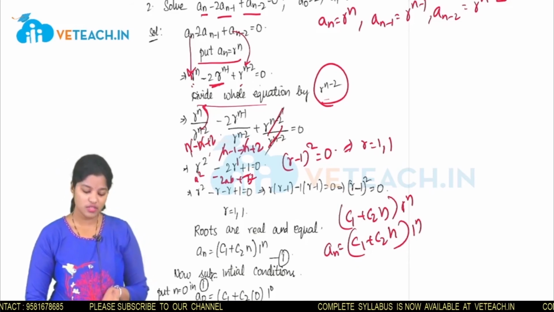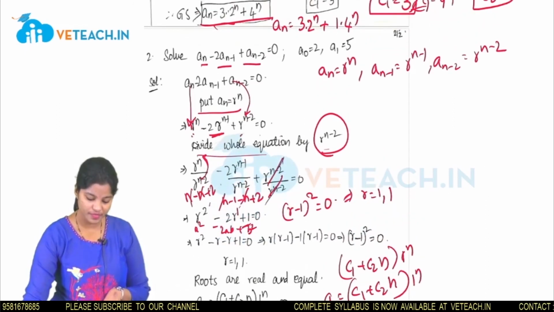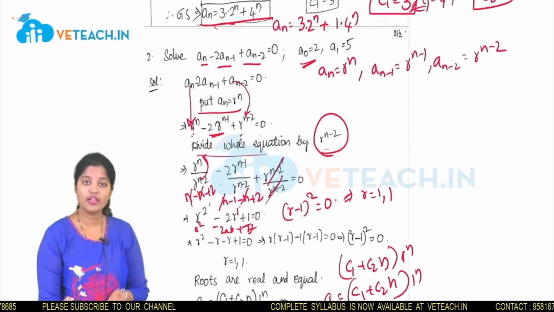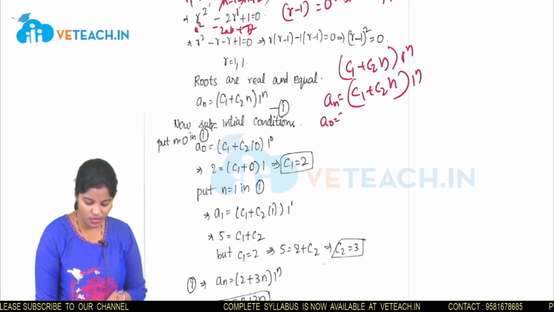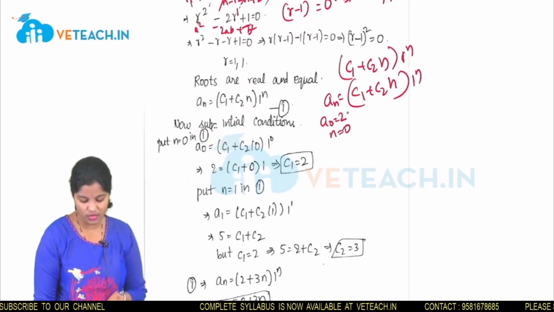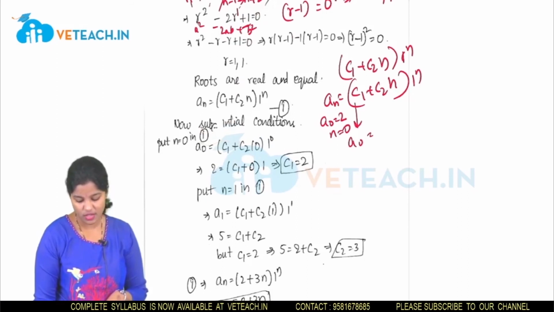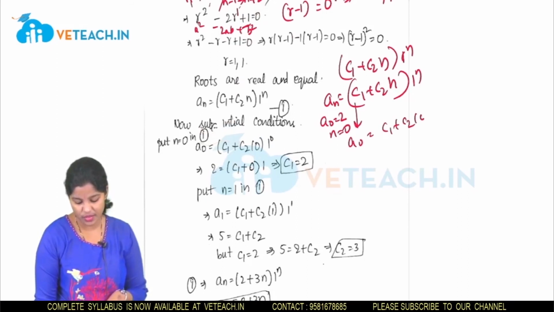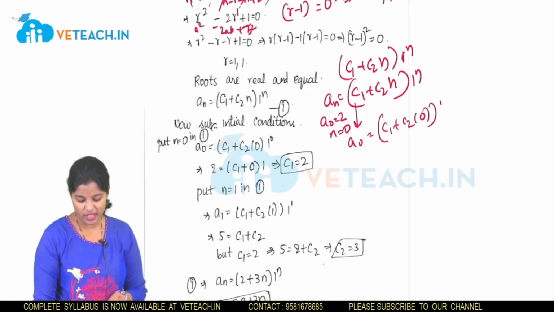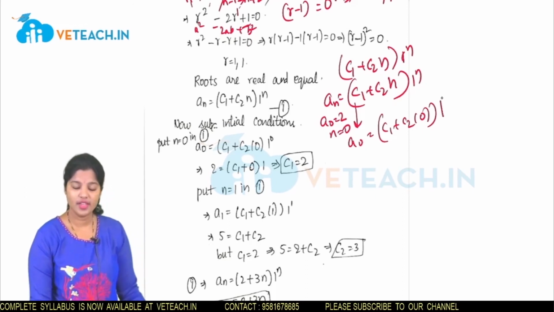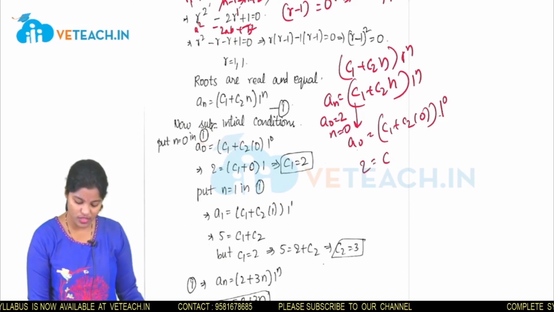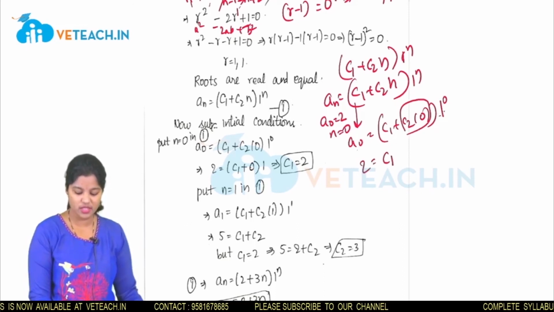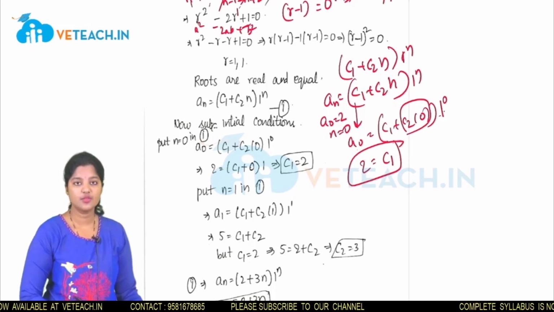Now we should substitute the initial conditions. Initial conditions given are a naught equal to 2, a1 is equal to 5. When a naught is equal to 2, n is equal to 0. That implies a naught is equal to C1 plus C2 into 0. 1 power anything is 1 itself. 1 power 0 again will become 1. A naught value is 2. 2 is equal to C1 into 1. This is 0. So C1 we got as 2.